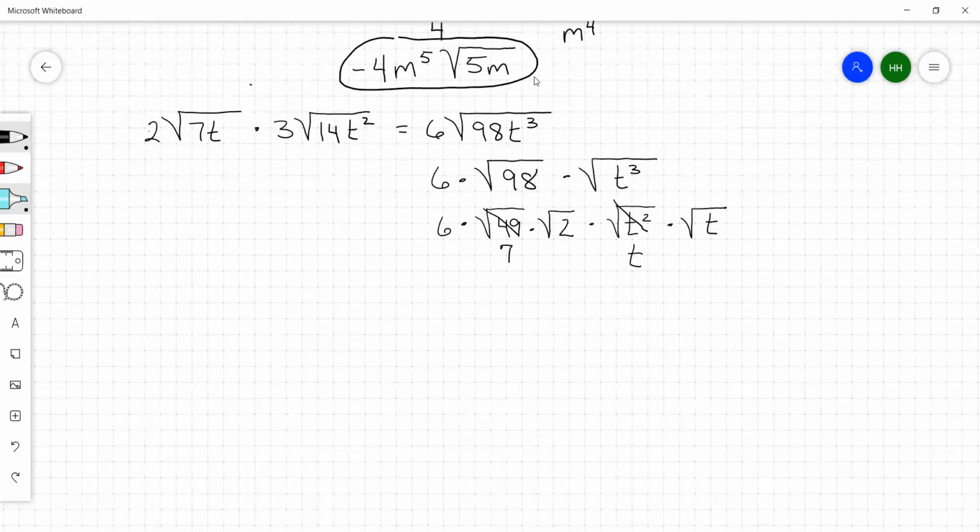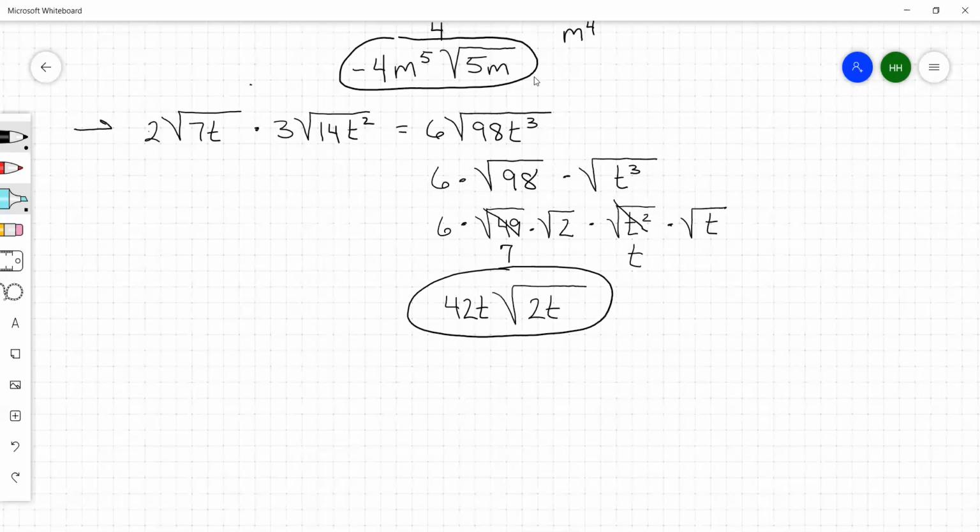And now you put this thing back together, meaning you multiply what's not under the radical. So we've got a 6 times a 7 is 42t. And then you multiply everything that is under the radical. And we get the square root of 2 times the square root of t is the square root of 2t. So here's your simplest form for this original problem.